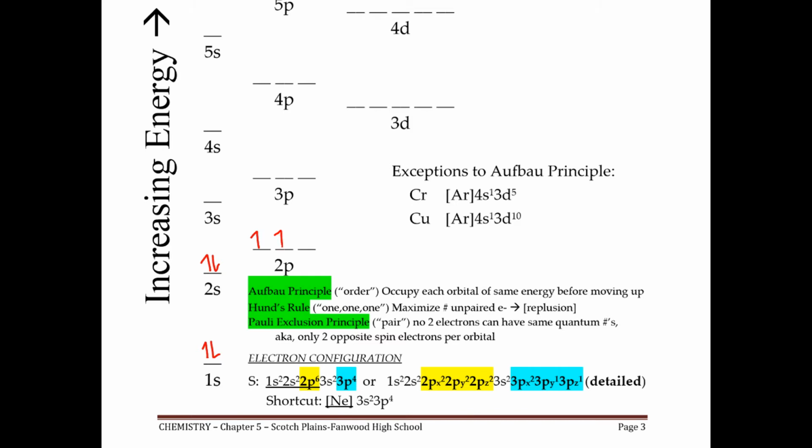Okay, next we're going to apply Hund's rule. You can remember Hund says 1, 1, 1. You're going to maximize the number of unpaired electrons, and that's due to repulsion. So remember that the arrows represent electrons. Electrons are all negative. So let's take a quick story of the school bus, just to remind you.